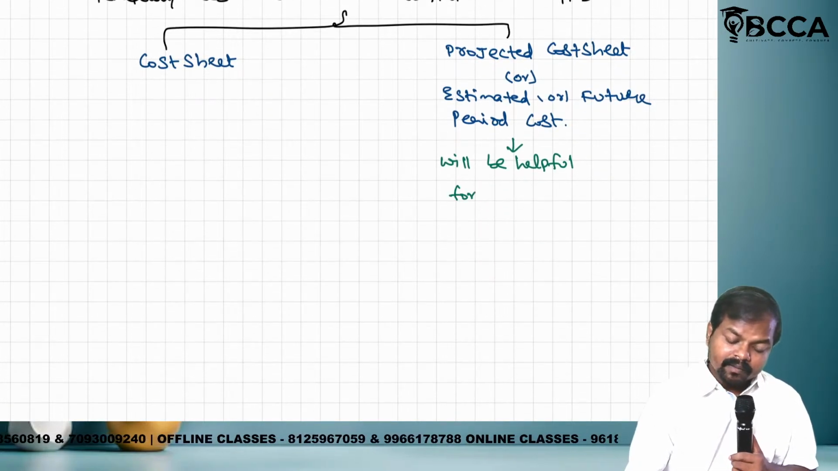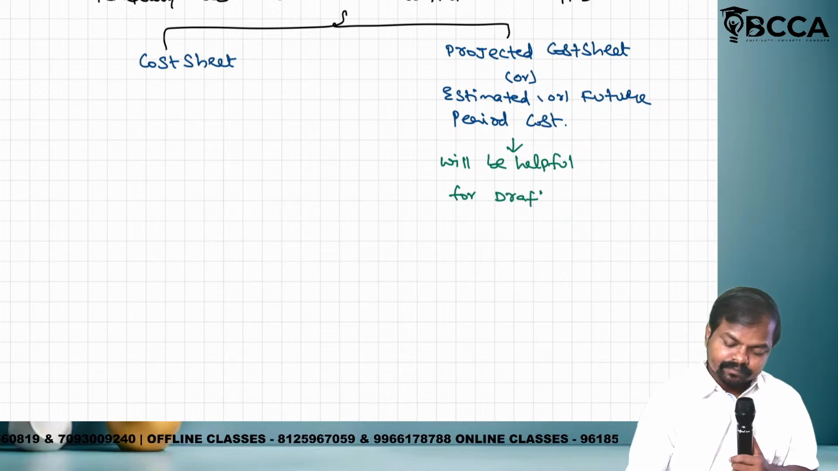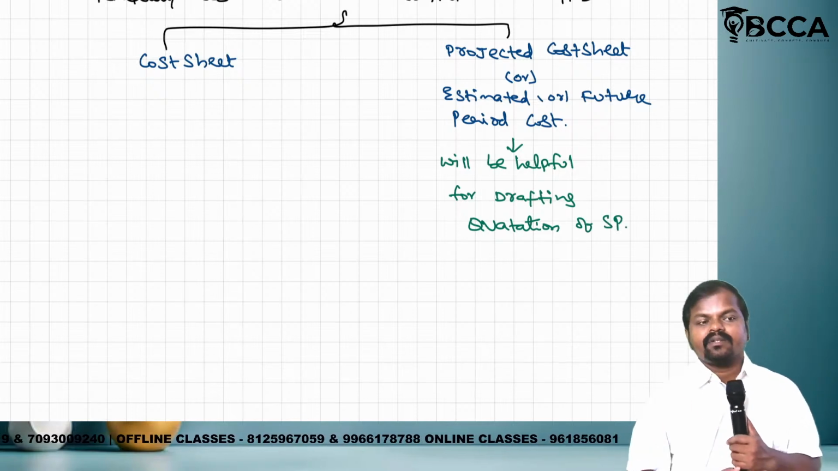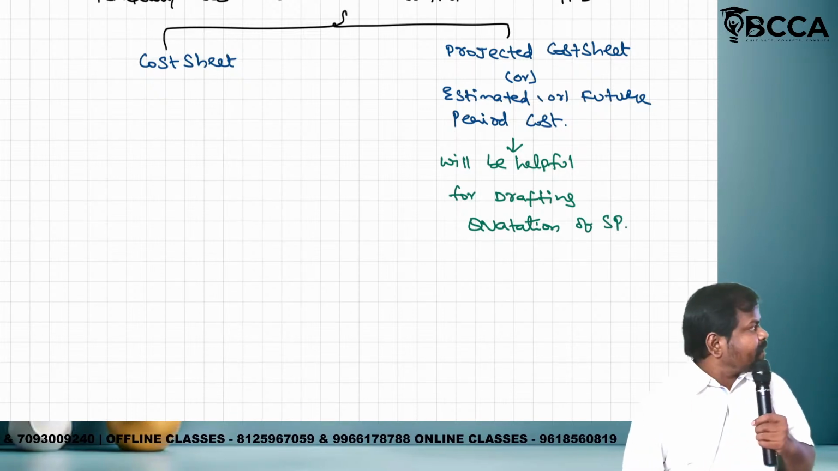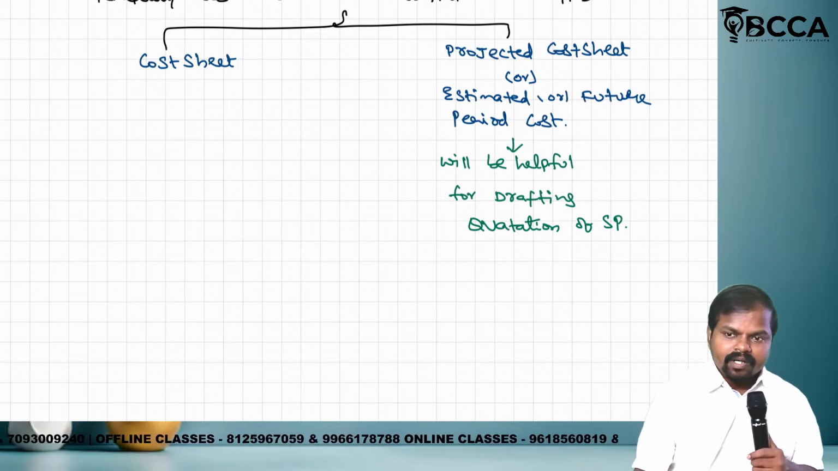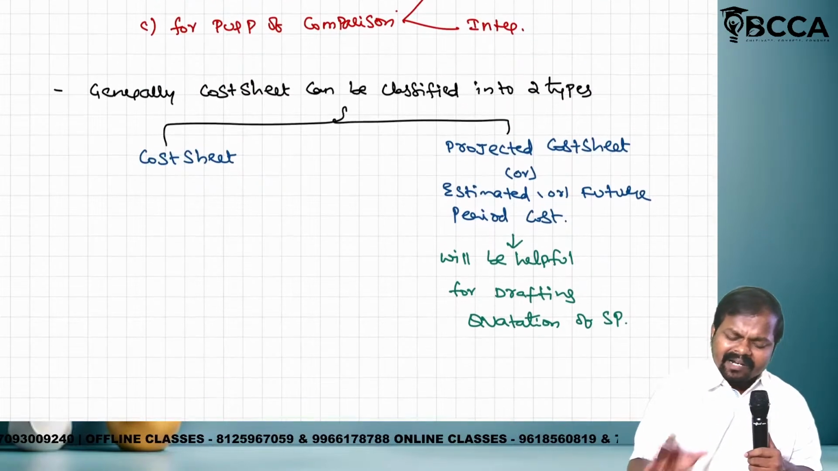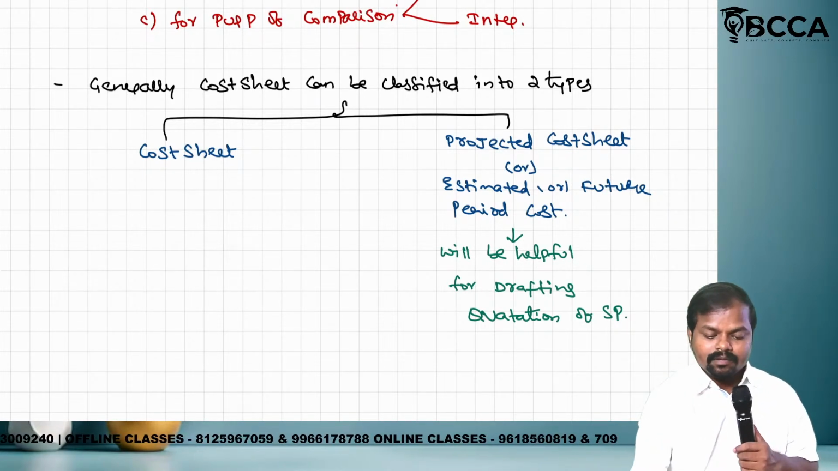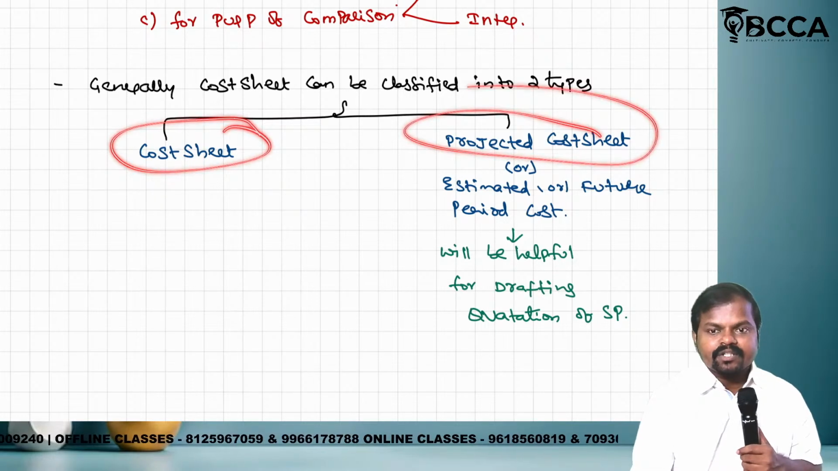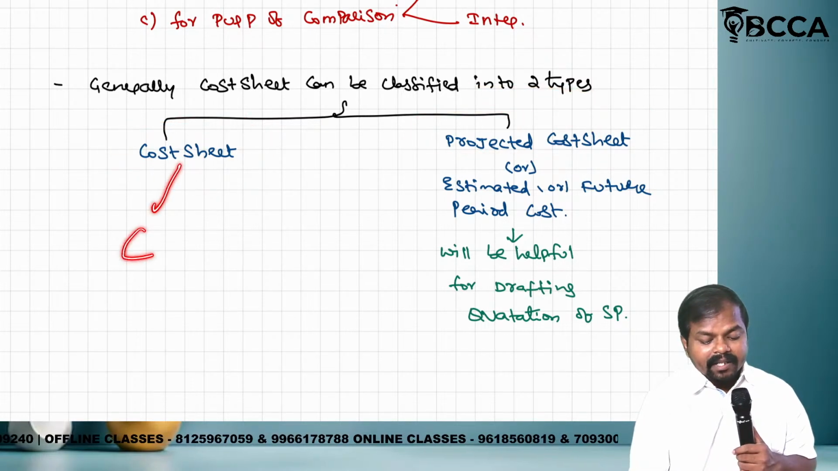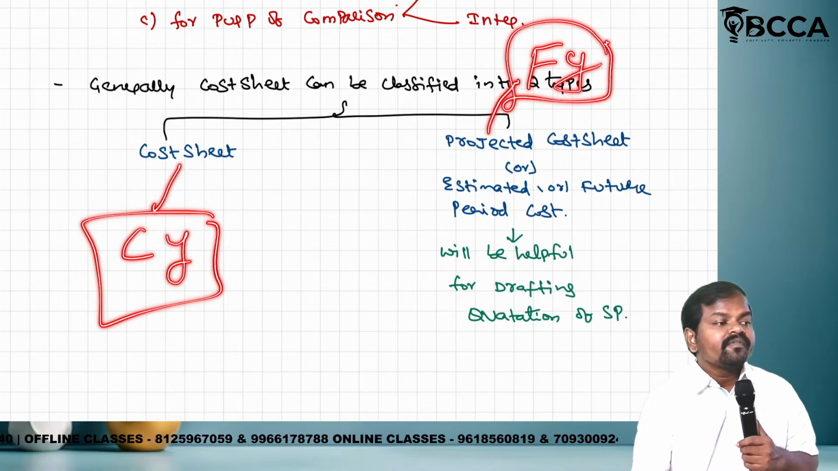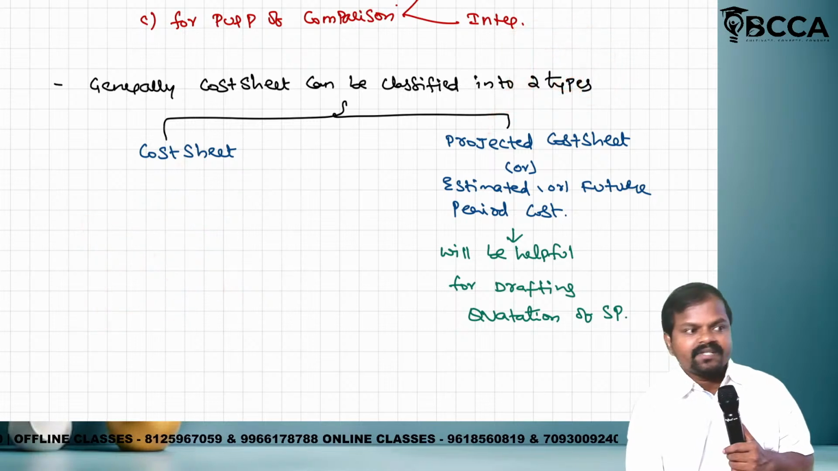For drafting quotation of selling price. Quotation of what? Selling price. I hope you got the clarity. Till now clear? Excellent. What is the difference between cost sheet and projected cost sheet? Cost sheet is drafted on the base of the current period, projected cost sheet is drafted on the base of future year or future period. We can say future period.